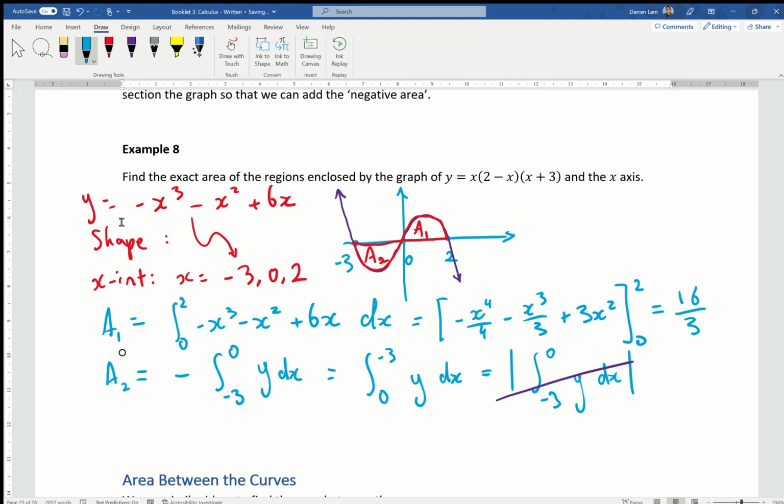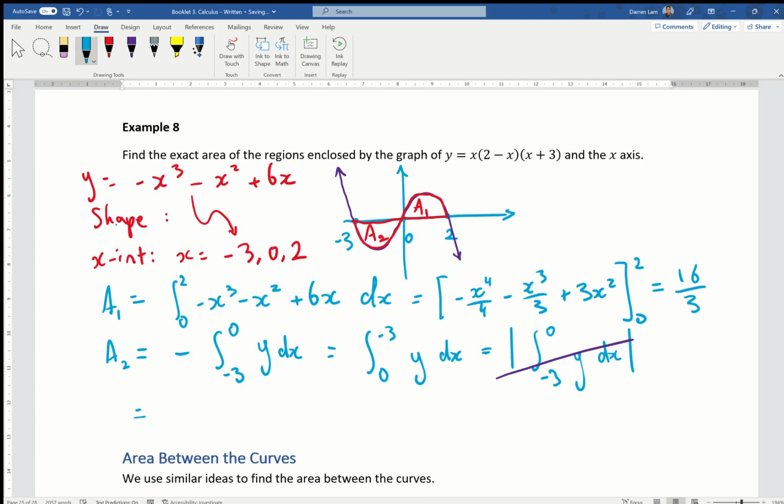So let's use the first one, which equals Area 2, and I have a negative in the front of the integral, and I'm going to integrate that, which gives us negative x power 4 over 4, same thing, minus x cubed over 3 plus 3x squared from negative 3 to 0. Make sure you don't accidentally do both. You don't add the negative in the front and switch the domain, because if you do that, you'll end up with a negative value again.